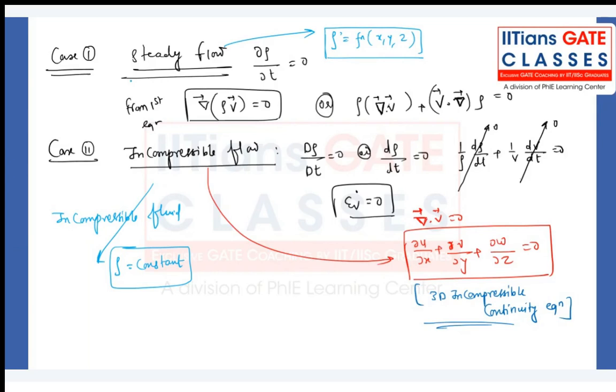Now, once it is done, let me know. Now tell me, this equation number 3 which you are getting, for which case is it valid?